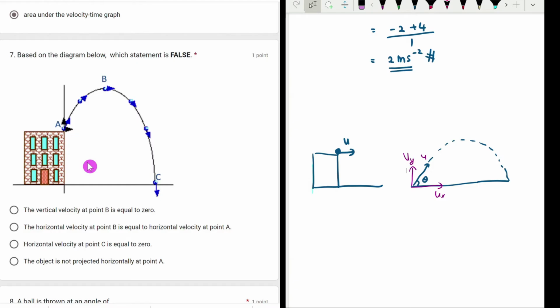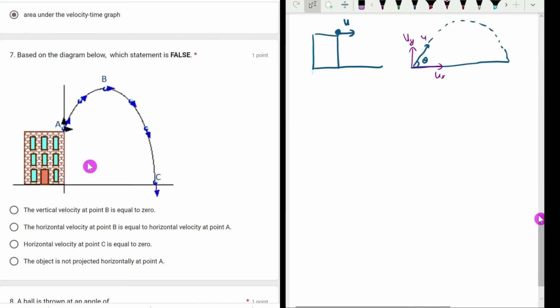Okay, so the first one, the vertical velocity at point B is equal to the horizontal velocity at point A. So at point B, kita tahu this is the maximum height. Jadi at maximum height, always remember, apa yang kosong at maximum height? At maximum height, the vertical velocity Vy is equal to 0.